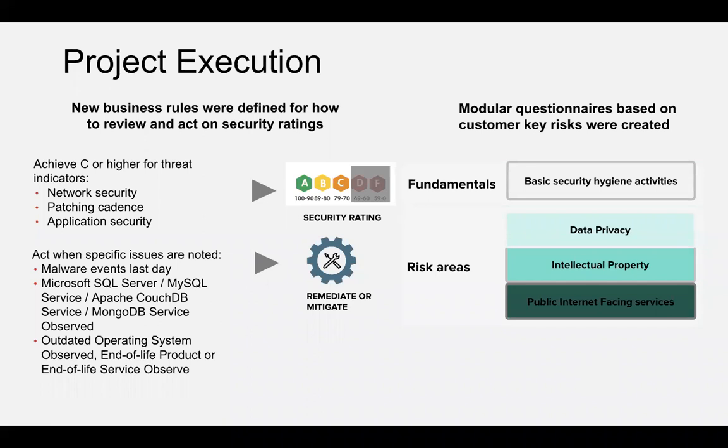And each of these risk areas that we were looking at could be impacting our data privacy. They could be impacting, let's say, the intellectual property of our organization, or we were using services that they had which were public internet facing. So these were the key three risk areas, how we broke that down in terms of risk and mitigation.